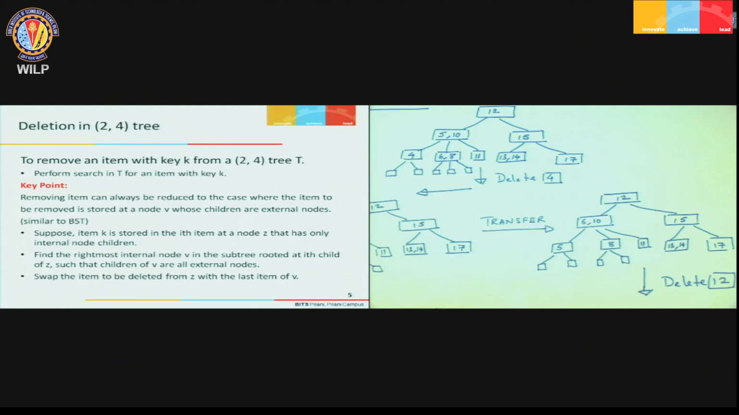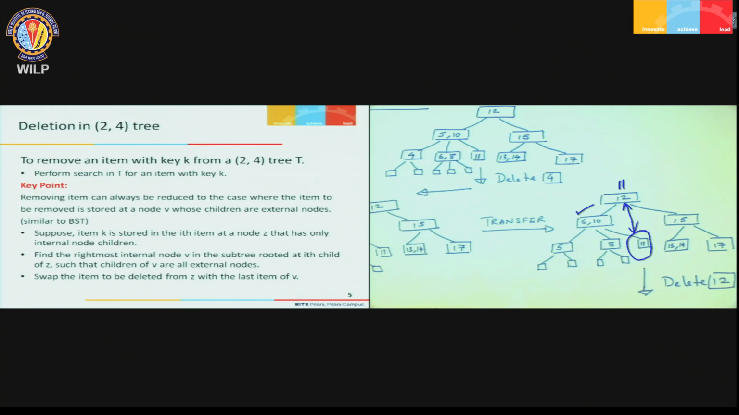12 is the first key. So, we look at the first child and the subtree rooted at it, and look at the rightmost node. The rightmost node is here. We swap 12 and 11. So, these keys are going to be swapped: 11 will come here and 12 will go there, and we will delete 12 from the tree.